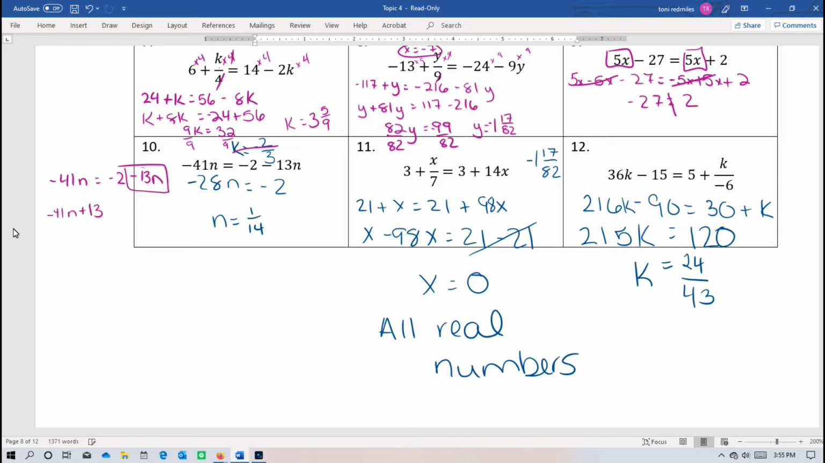Plus 13n equals negative 2. So 41 plus that, the negative 41 plus that 13 is going to be a negative 28n over negative 2. We have to divide both sides.